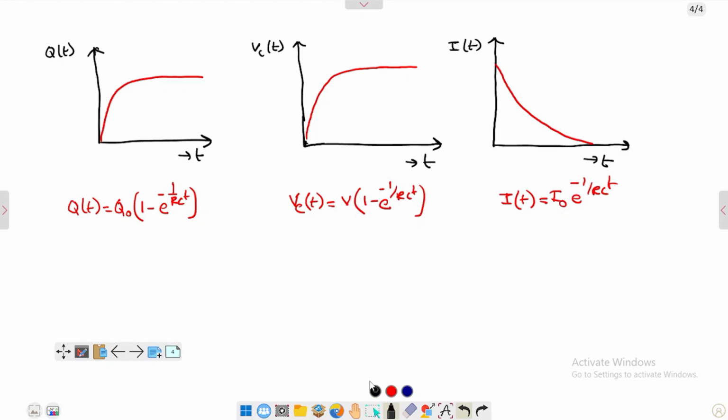So if this is my equation, at this point the steady state occurs. So this is the steady value. If I increase the time, the charge remains constant at Q0. Similarly, in the case of voltage, the same thing happens as with charge, the voltage remains V. This is called your steady state. And this is called your transient.